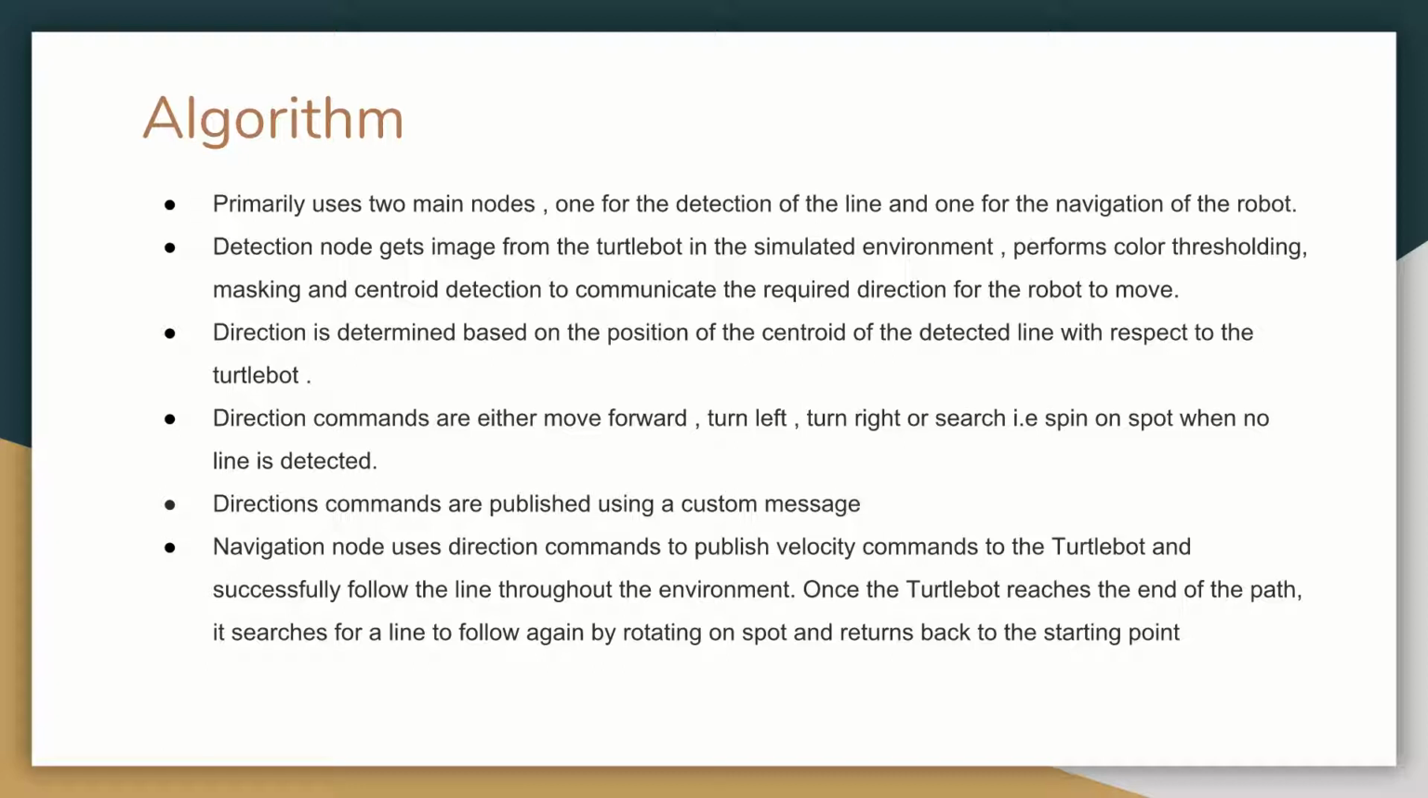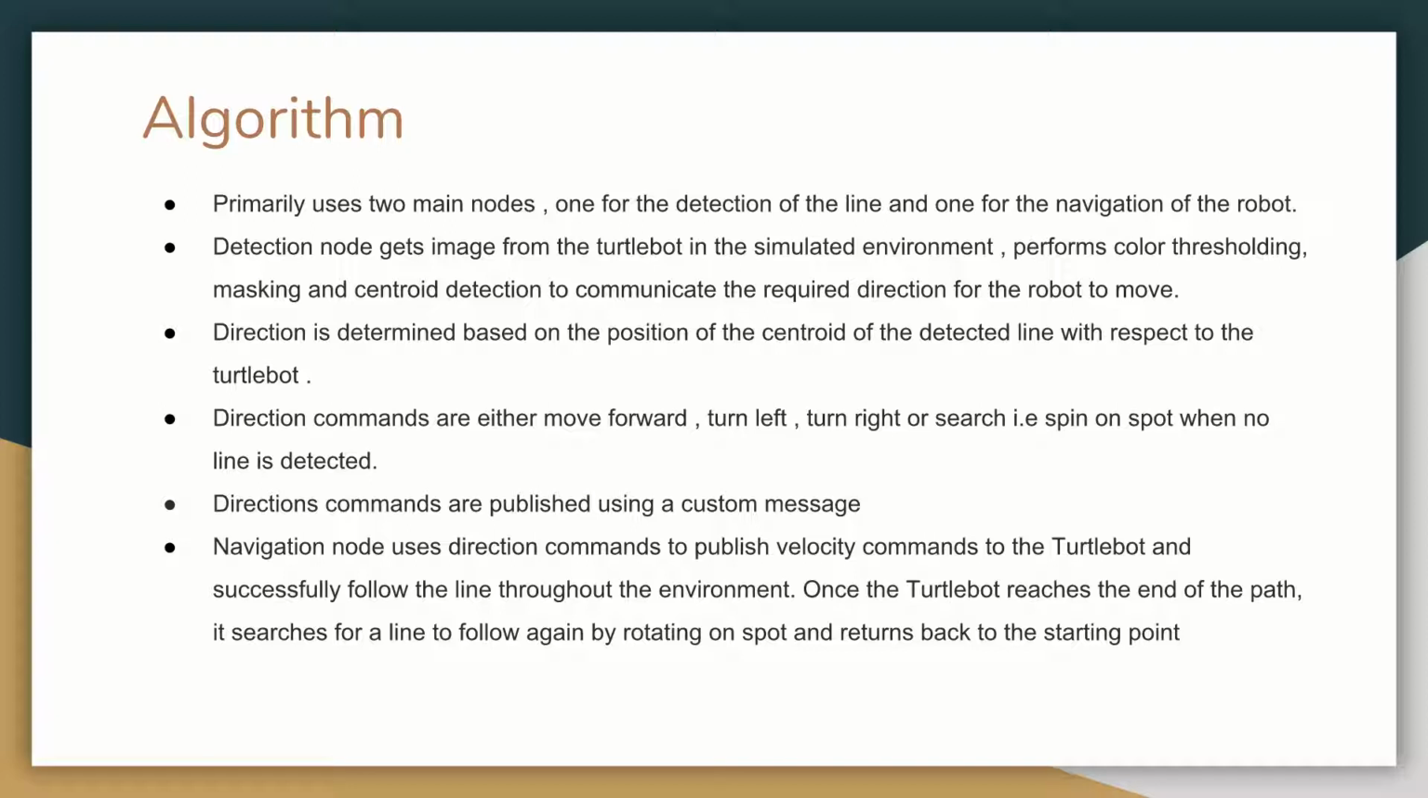I will quickly take you through the algorithm that is being used in this project. This project primarily uses two ROS nodes, one for the detection of the line and one for the navigation of the robot. The detection node gets the images from the Turtlebot in a simulated environment and performs HSV-based color thresholding to identify a yellow-colored line.